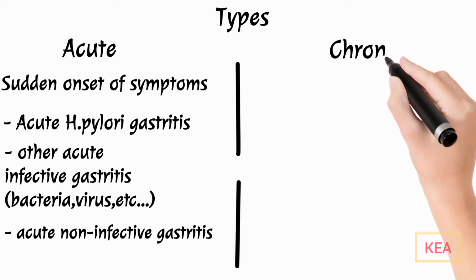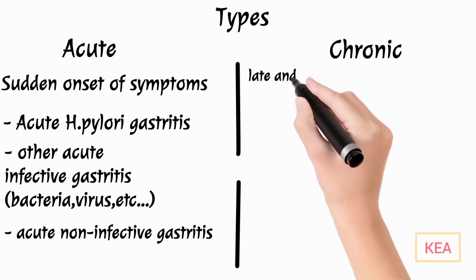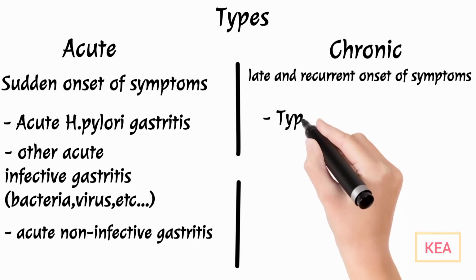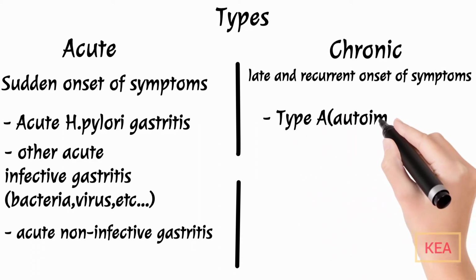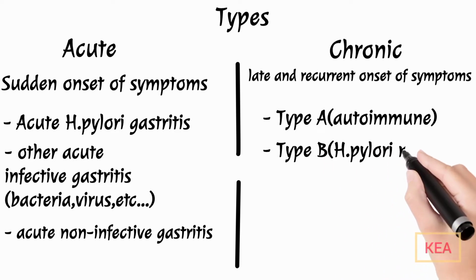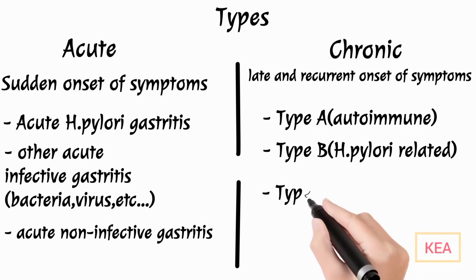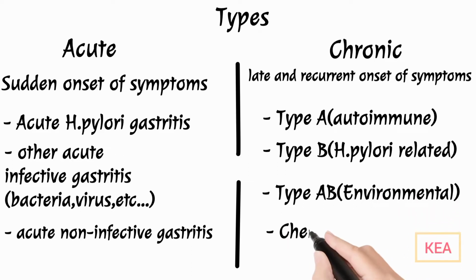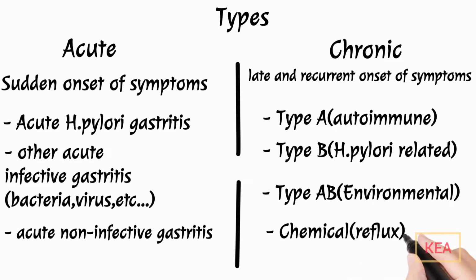Then we have chronic gastritis, when the symptoms are recurrent and persistent for long periods of time. Subtypes are Type A, which is autoimmune. Type B, which is H. pylori related. Type AB, which is environmental. And chemical, which is as a result of acid reflux like in conditions like GERD.